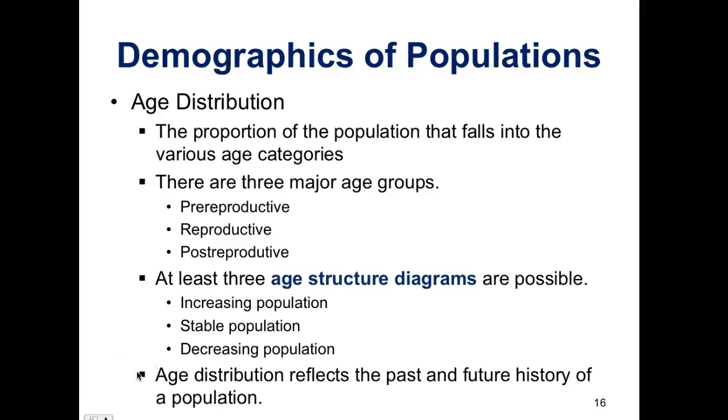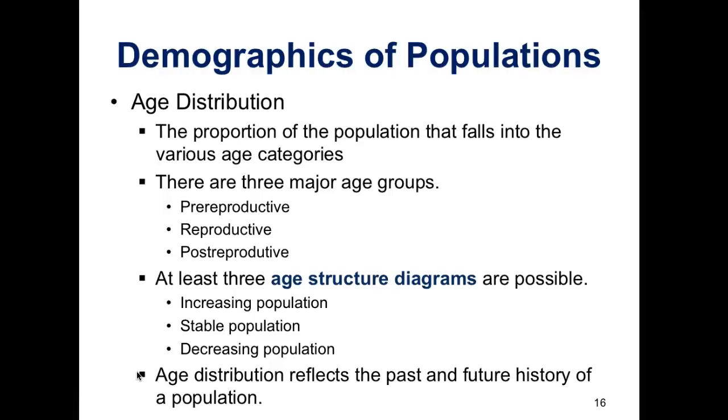Okay, continuing on with our chapter 44, population ecology dynamics. We begin with the topic again, continuation with demographics of population. One of the things we ended with was age distribution. Age distribution is the proportion of the population that falls into the various age categories.